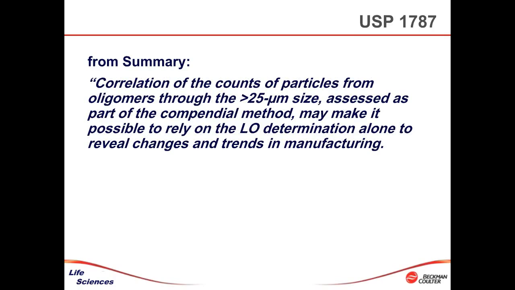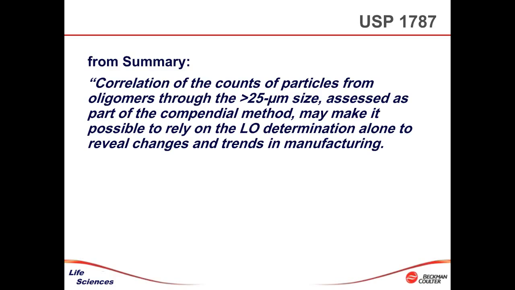And in the summary, it talks about how to use maybe the information you're already getting doing the compendial method, the 787 method, to have additional insight into the production consistency. Proteins can often be much more difficult to have consistent production, and so maybe different windows into that could be used. So in 1787, it speaks about the correlation of counts of particles from the oligomers through the 25 micron size, assessed as part of the compendial method.